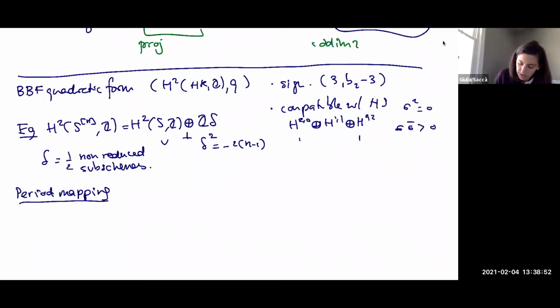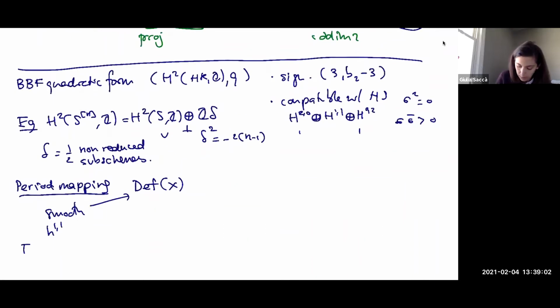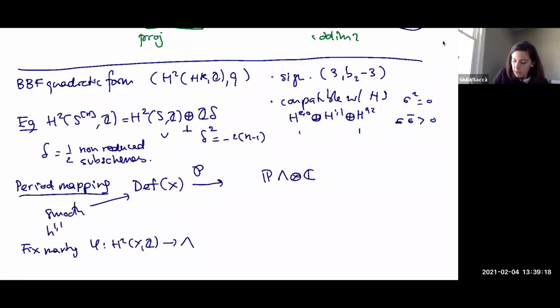And so the deformation space is smooth of the expected dimension, which is equal to h^{1,1}. And if we fix a marking, meaning an isomorphism between the second cohomology and a fixed lattice, we have the local period mapping with values in the projectivization of this, and in fact it lies in the period domain, or one component we can choose. And this is a local isomorphism.